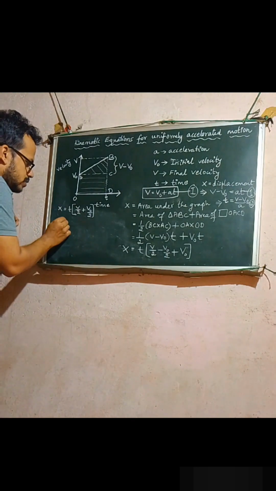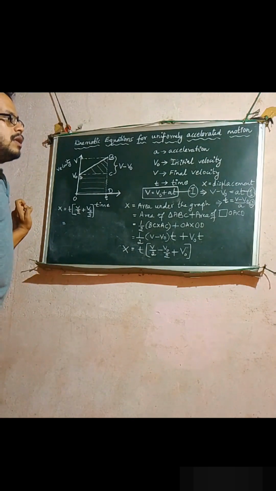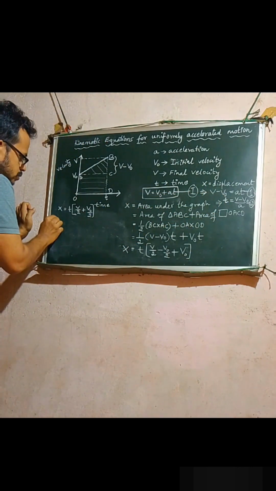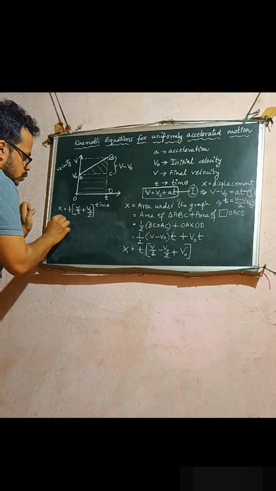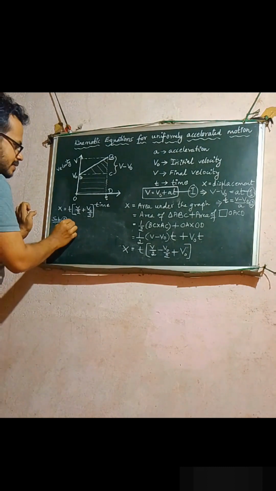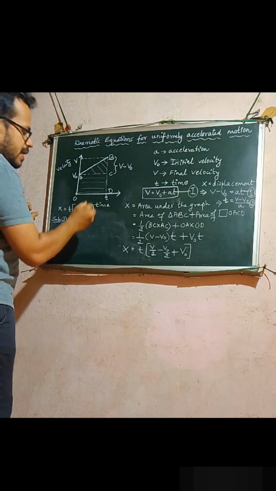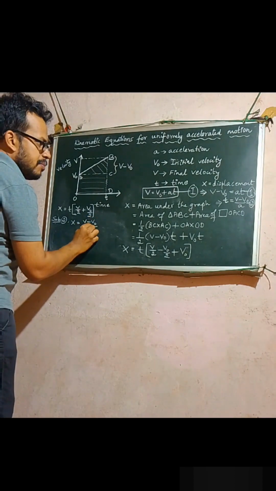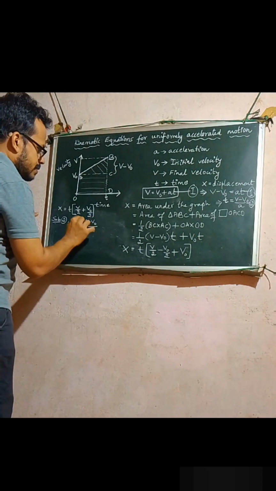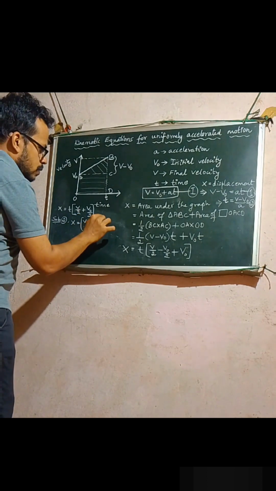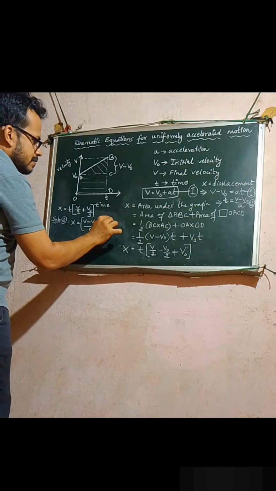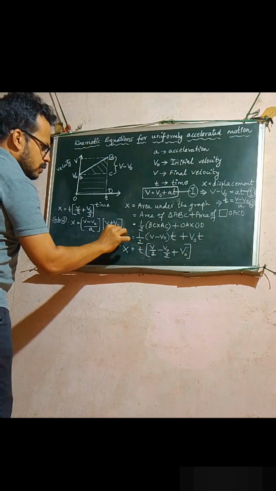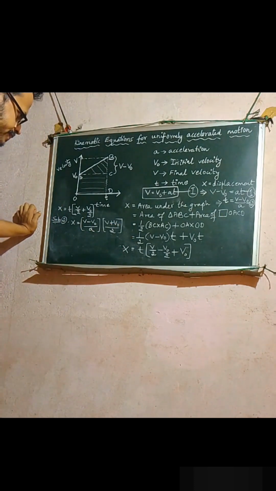So what I am doing is, I'll put equation 2 here. I will substitute equation 2 here. So I'll get x equal to t, and in place of t I have to write (v minus v naught) divided by a, into (v plus v naught). I can write a common denominator 2. This is what I get for x.